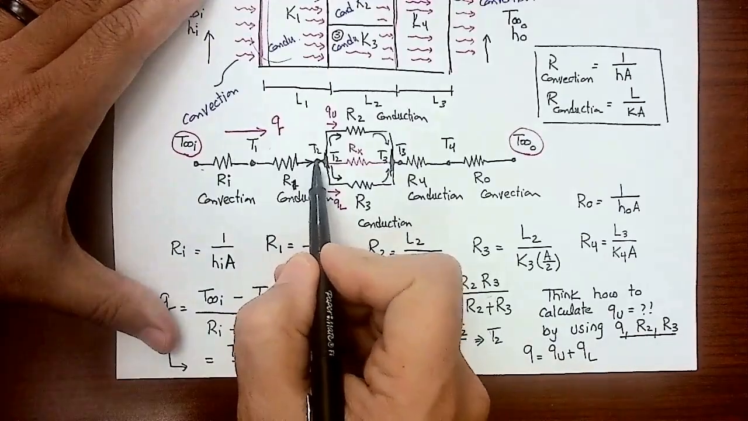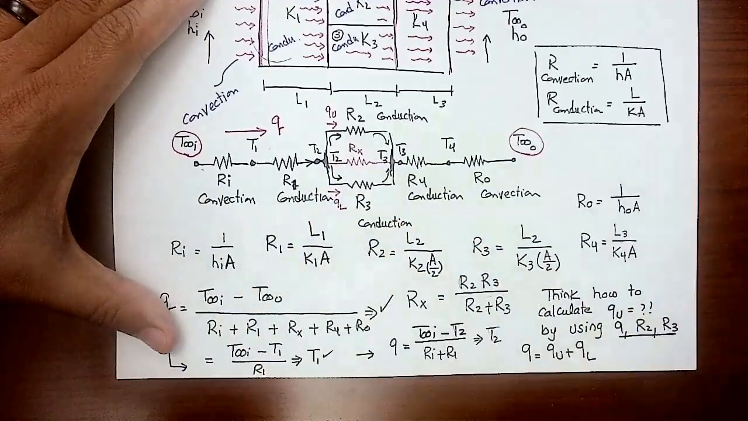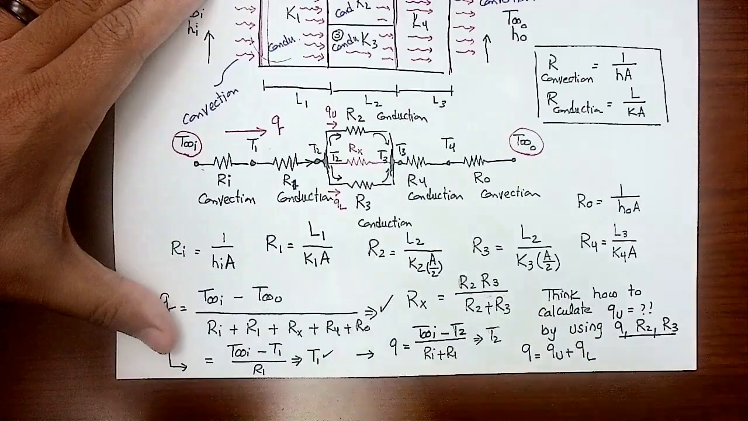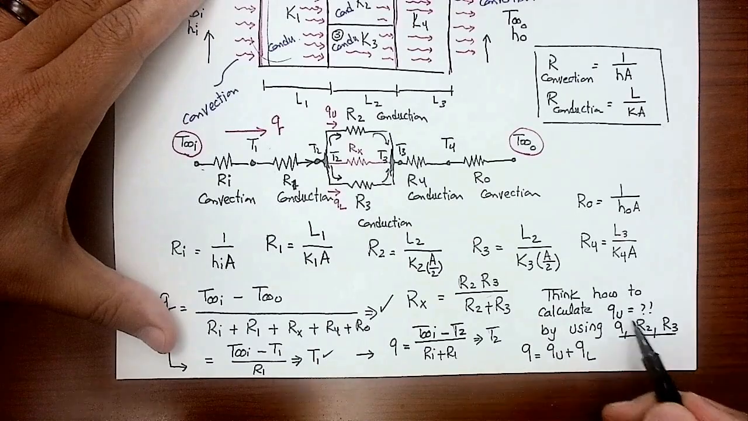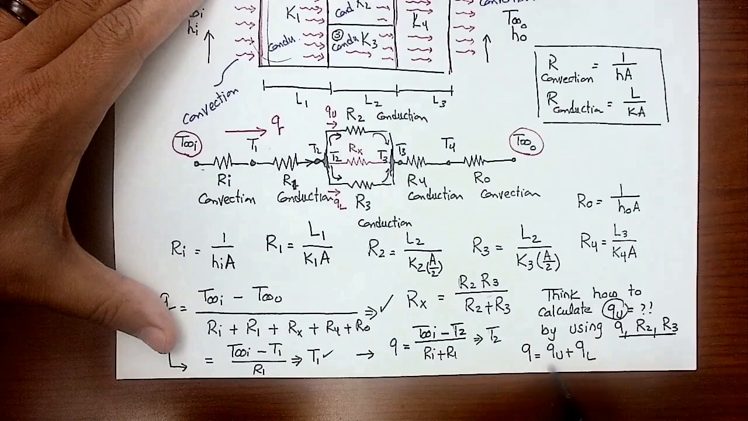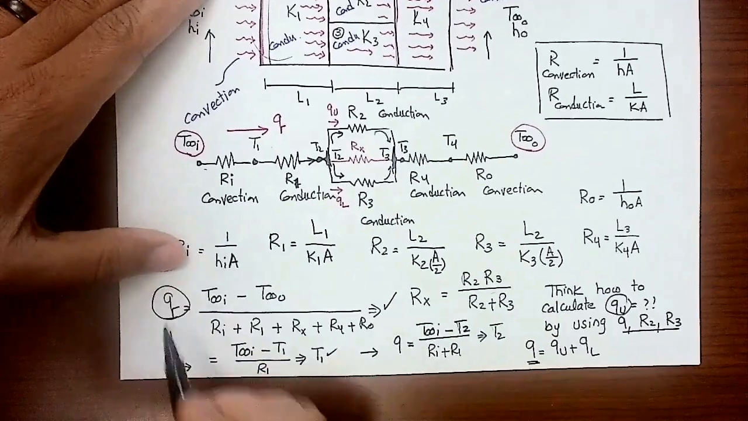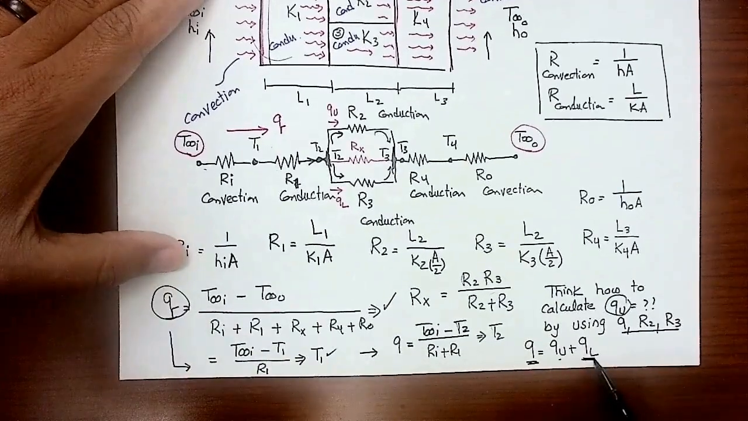The current going into a node is equal to the current going out. Energy conservation, right? Q in, Q out. Energy in, energy out, right? There is no energy generation. There is no transient. I mean, everything is at steady state. So if you know how to get Q upper, you subtract it from Q, which you did calculate here. From that Q, you can get Q lower.